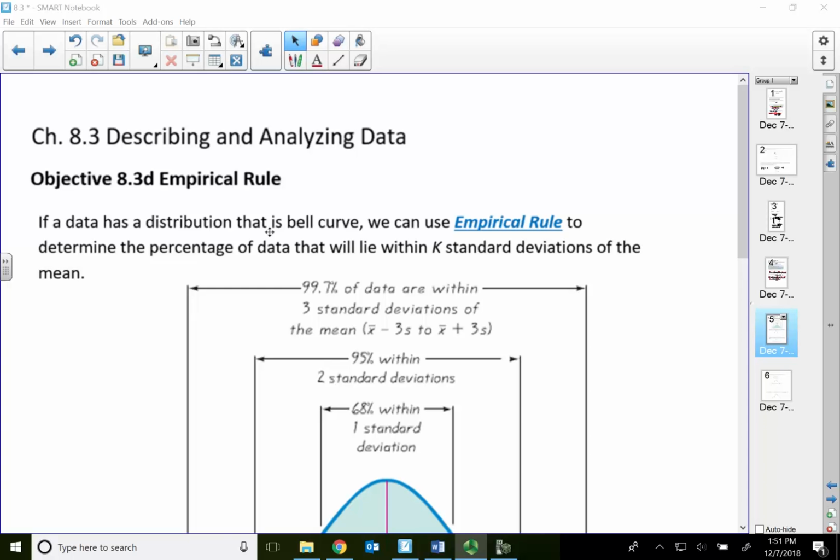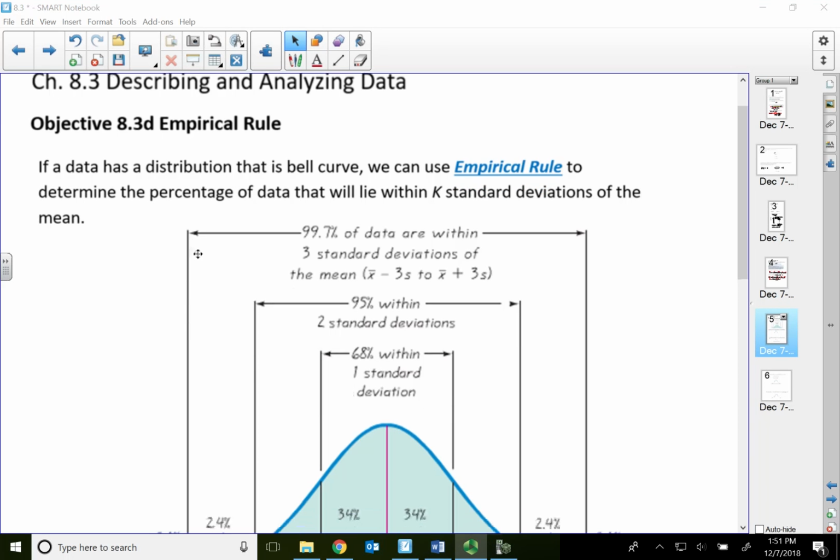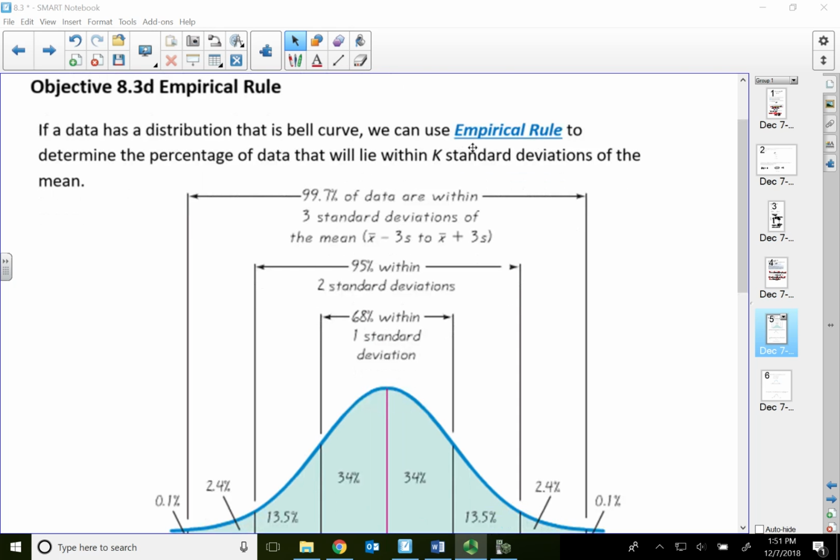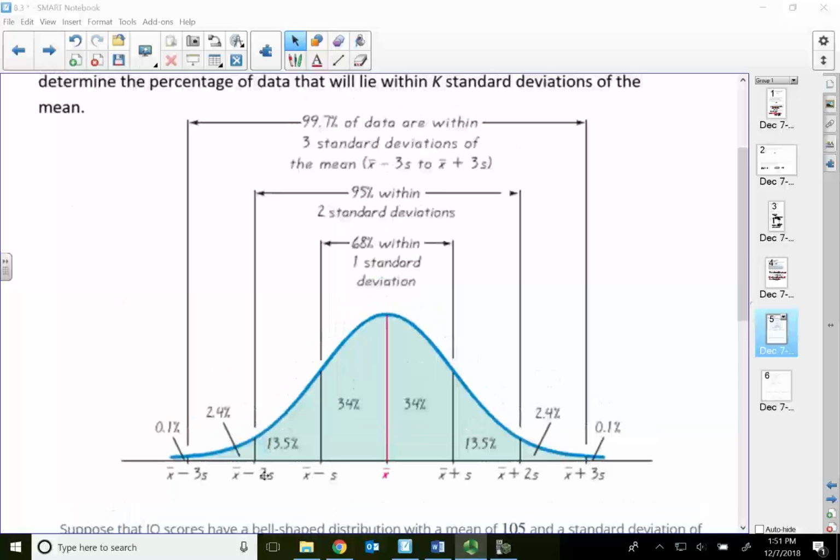Okay, so if data has a distribution, remember the word distribution is referring to how we're describing the data. If the distribution has this thing called the bell curve shape, we can use this thing called the empirical rule to determine the percentage of data that will lie within so many standard deviations of the mean. So if it's a bell curve shape, that means the sample mean is always going to be right here in the middle.